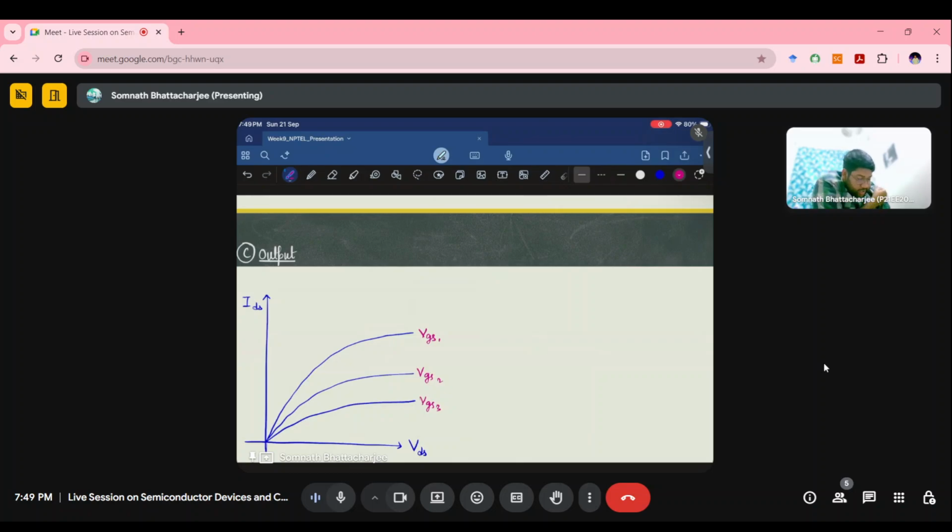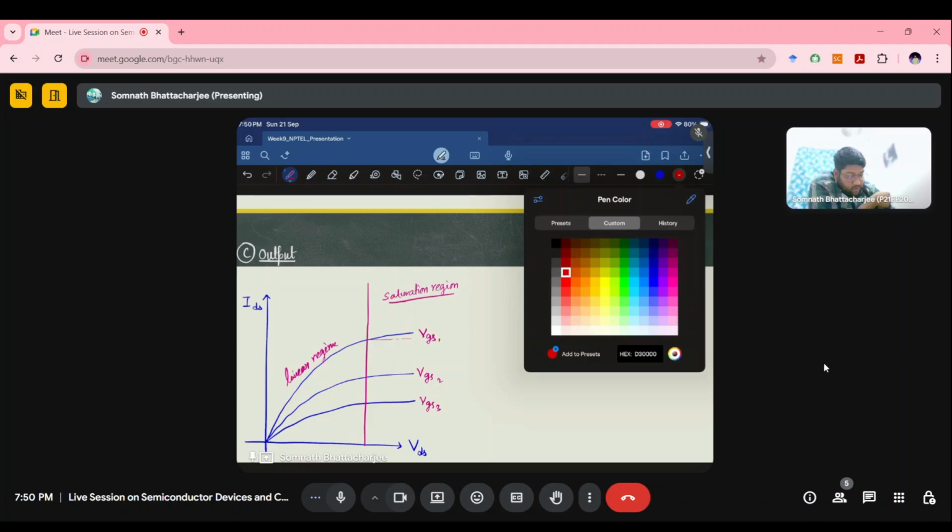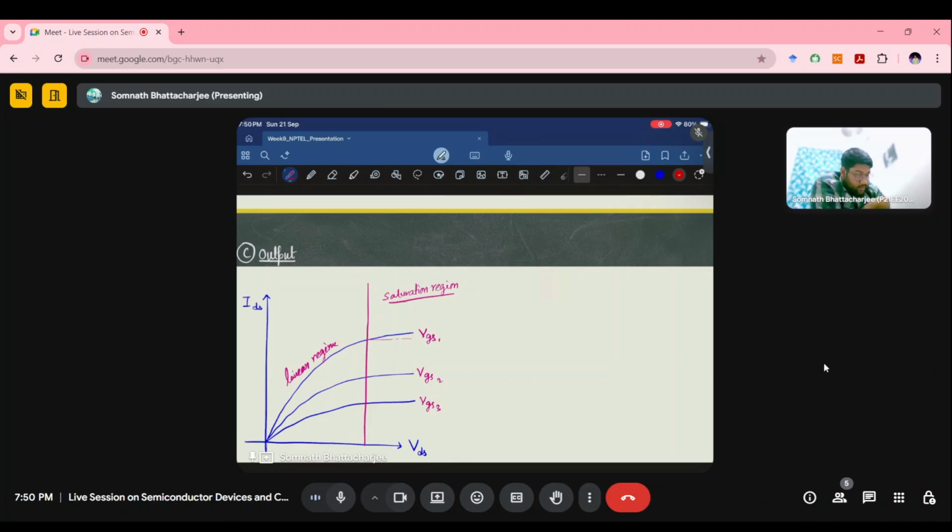So there will be a certain region where the value is increasing linearly. So this is the linear region, and here the values are kind of saturated. So this one is called the saturation region. Okay. So this is the saturation region and this is the linear region.